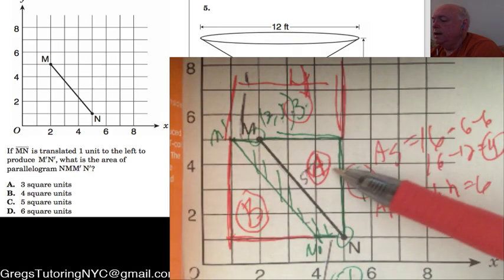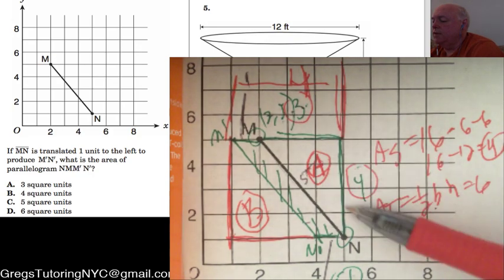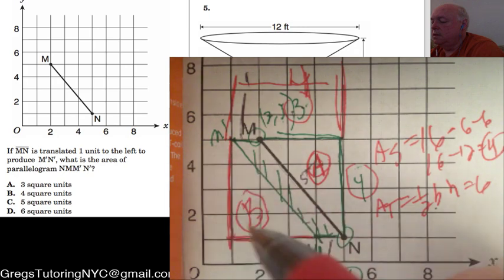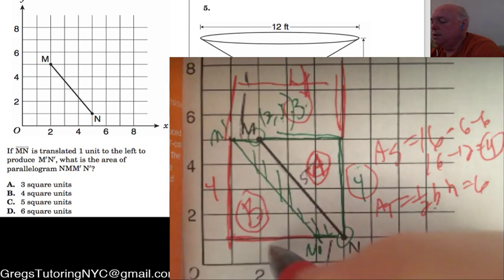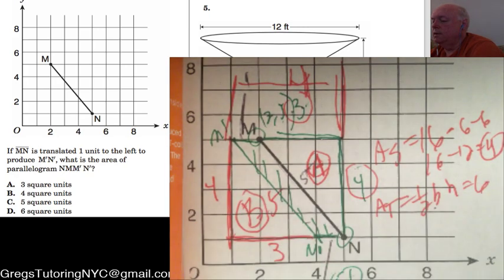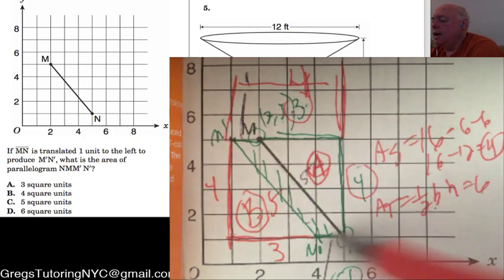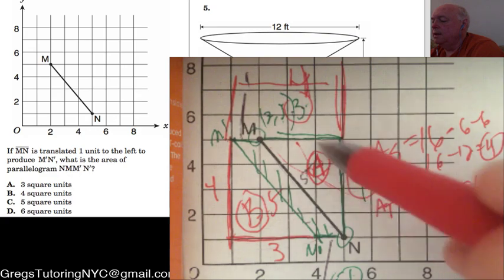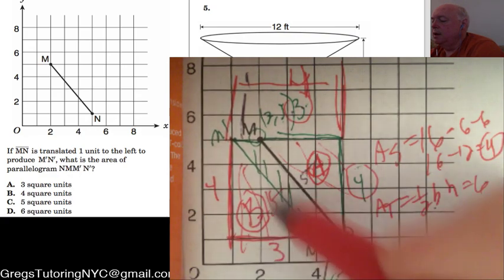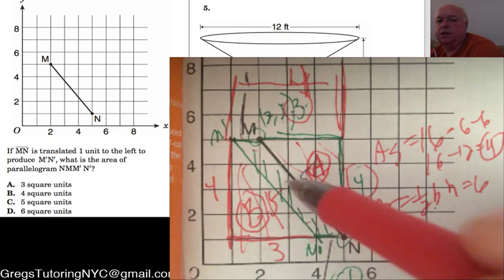So we figured out the length of this was 3 or 4, and that was 5, which means this is 4, this is also 3, and this is also 5. What I did was take the area of the whole thing, I removed triangle A, I removed triangle B, and all we were left with is the green shaded area.